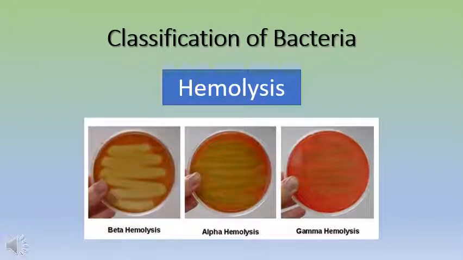Another basis of classification is hemolysis on blood agar. You can observe in the diagram beta hemolysis, alpha hemolysis, and gamma hemolysis. Some bacteria show beta hemolysis on blood agar. It means a complete hemolysis of red blood cells in the culture plate. Some bacteria show partial, incomplete hemolysis of red blood cells, and some bacteria show no hemolysis at all. This is gamma hemolysis. So beta hemolysis is complete hemolysis, alpha hemolysis is incomplete hemolysis, and gamma hemolysis is no hemolysis at all. There are many bacteria which show these phenomena. We will discuss them in our next lectures.